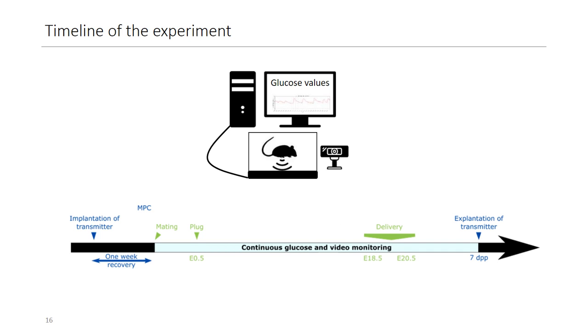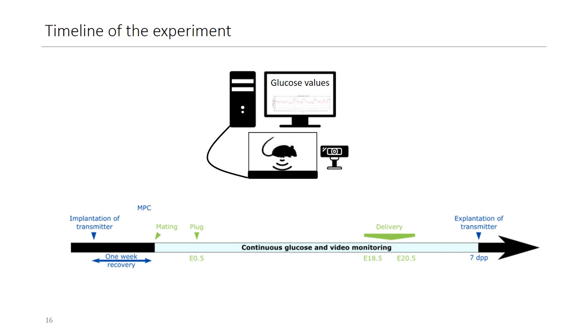So what did we do? We first implanted the transmitter, and then we let the mice recover for at least 1 week, where we monitored their body weight and how they are feeling. And if necessary, we apply extra flamazine, or we give a painkiller. Then there is a multi-point calibration, and we mate the mice.